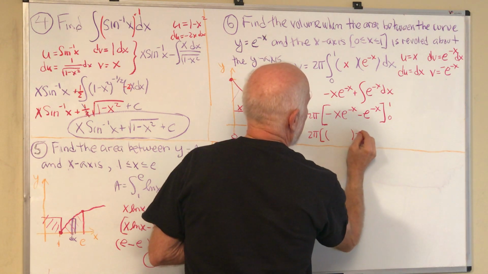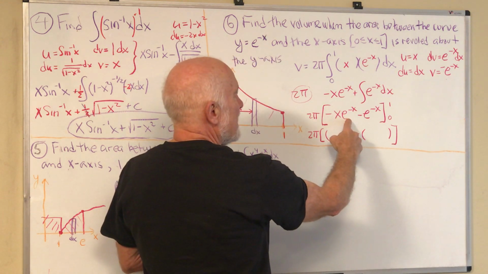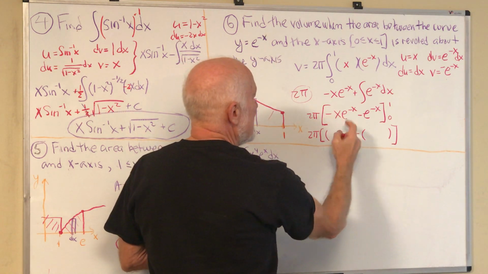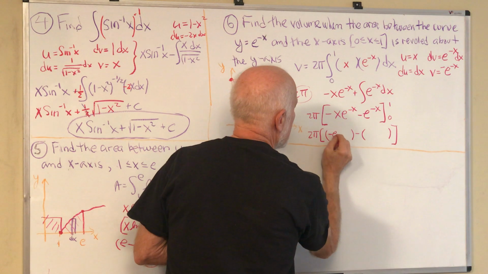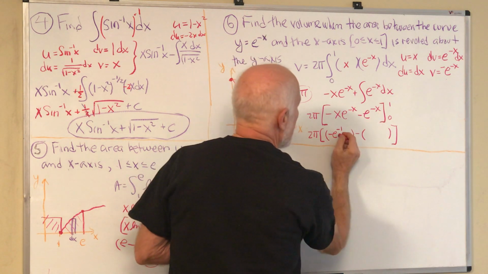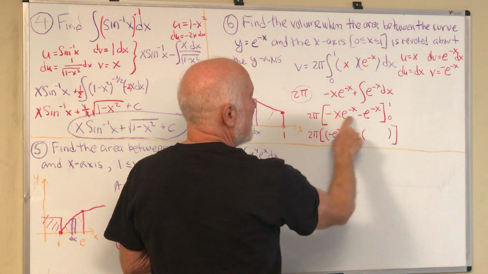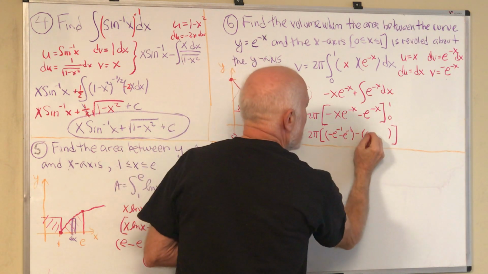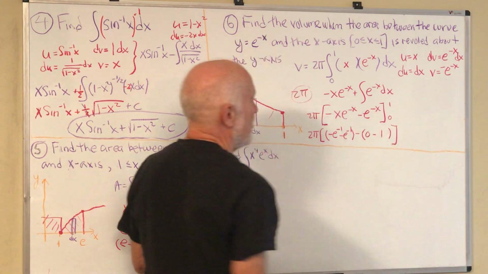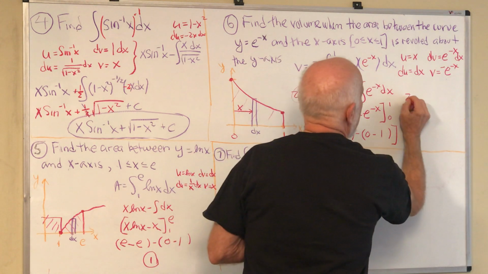So now I just plug in 1, and I get negative 1 e to the minus 1. And then I get minus e to the minus 1. And then when I plug in 0, I get 0 minus e to the 0. So all together, what's my answer?